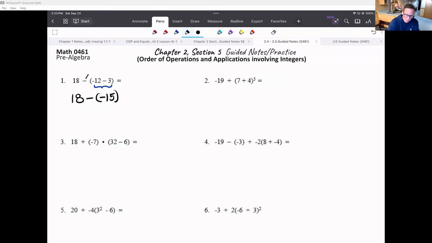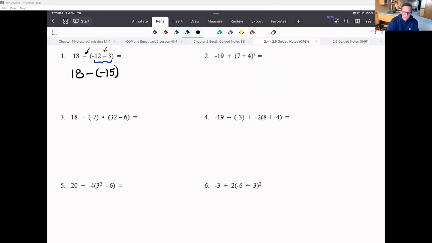-15. Now notice there's a minus sign right there that's still there. And this came out to be negative when we did the difference of -12 and 3. So -18 minus -15 really is plus. These two negatives cancel each other out. They become plus 15. The answer is 33.